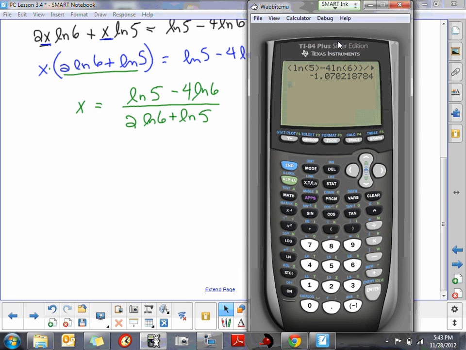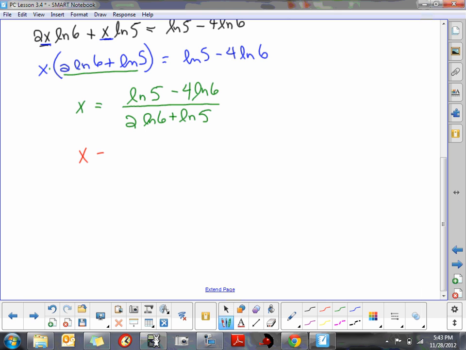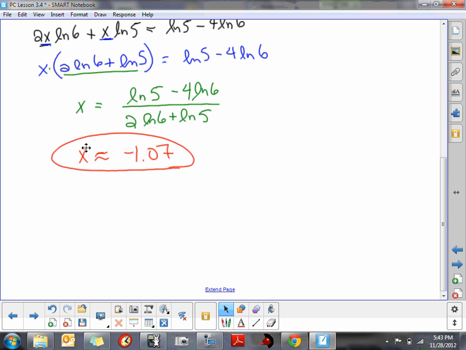So our approximate answer then would be x equals a negative 1.07. So x is approximately equal to a negative 1.07. So that's what we're looking at. Now, I said the book's going to give you another option or outlook on this, and what they're going to do is they're going to take this and apply some of those logarithm properties.